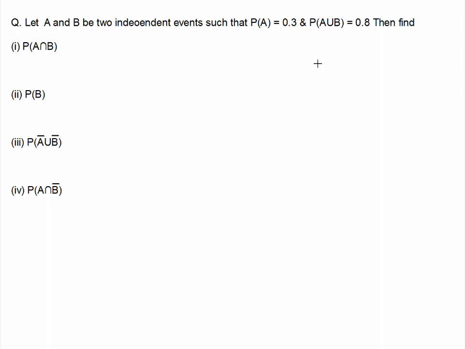Now next question is, let A and B be two independent events such that P(A) equals 0.3 and P(A union B) equals 0.8. Then find P of A intersection B.